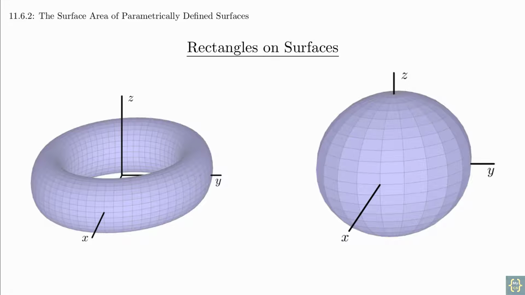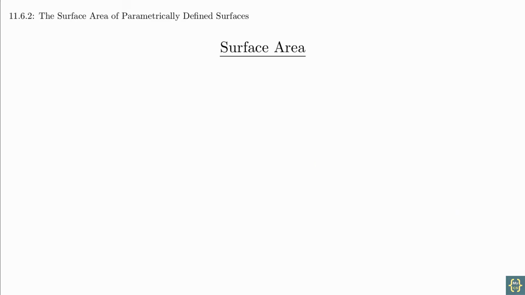Again, we can think about polar coordinates as a model. The polar grid is nothing more than drawing curves of constant r and theta. We want to do the same thing with our general parameterization. So now we come down to the real meat of the problem. How do we calculate the area of one of these rectangles?